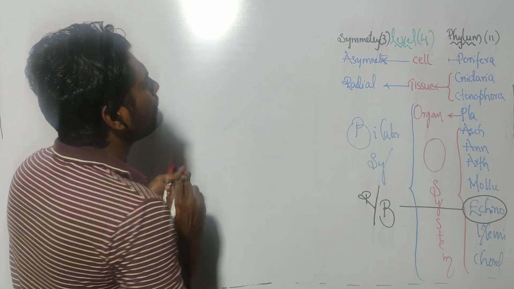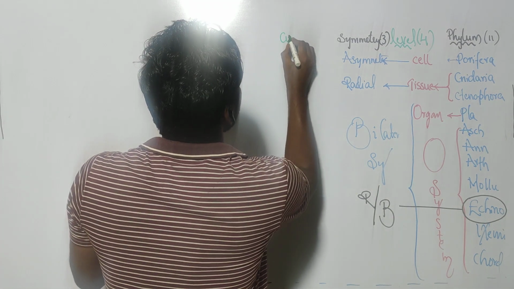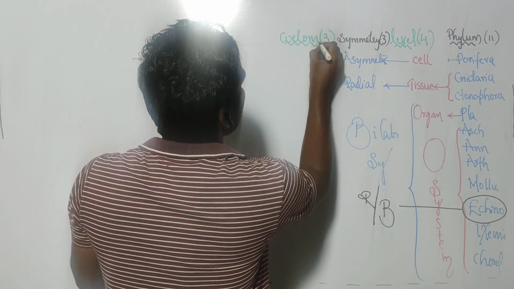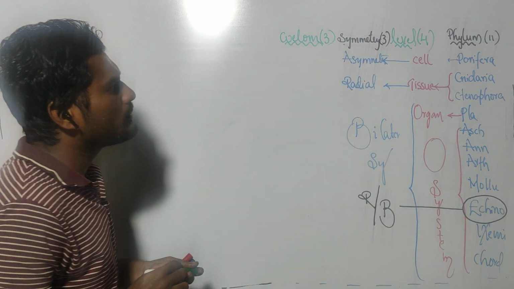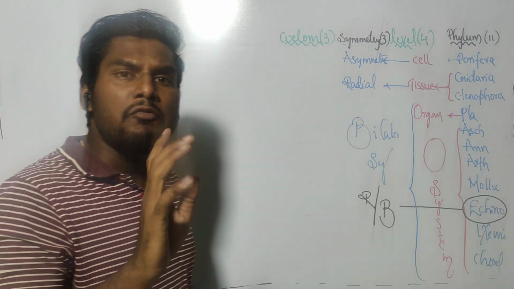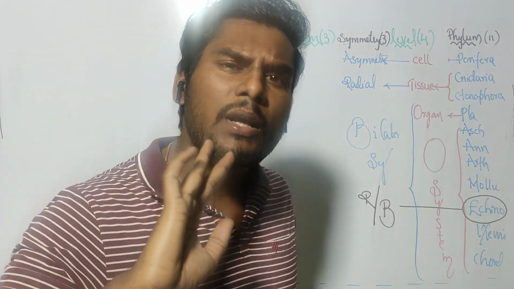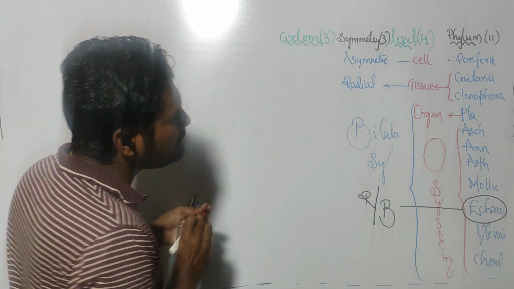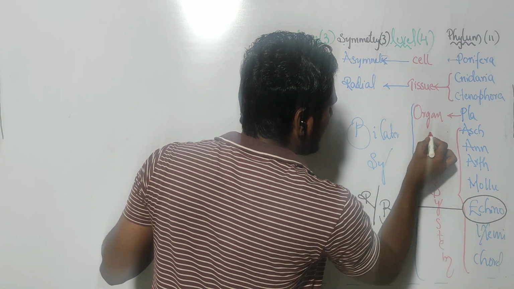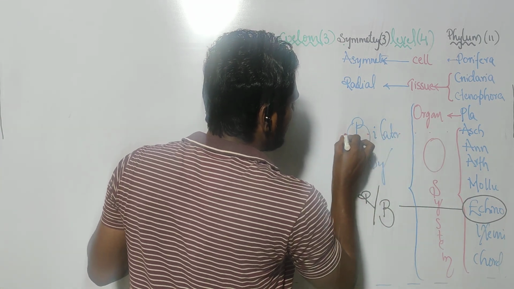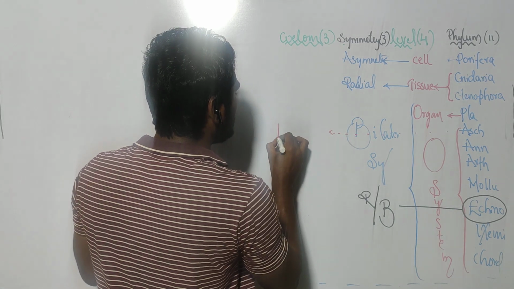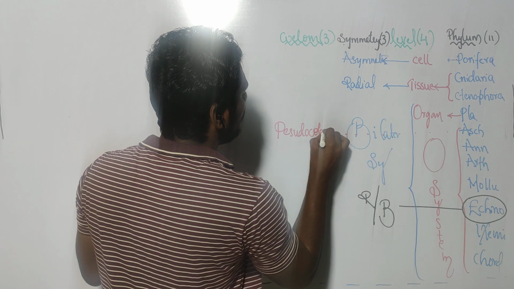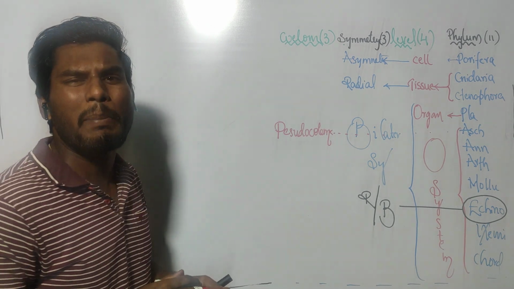Next, you remember, after symmetry, coelom. As I told, how many types of coeloms? Three types of coeloms. What are the three types of coelom? You remember the pseudocoelom. As I told, pseudocoelom is seen in which phylum? Aschelminthes. In Aschelminthes, we see the pseudocoelom, the false coelom, where the mesoderm is in the form of patches.